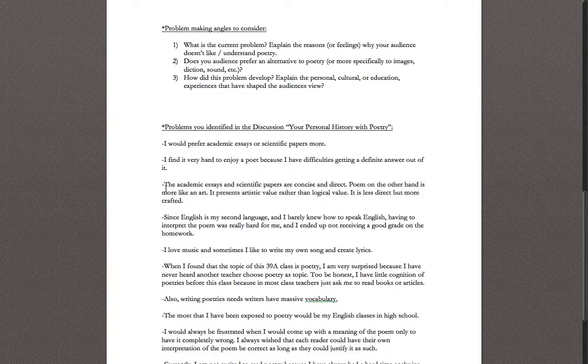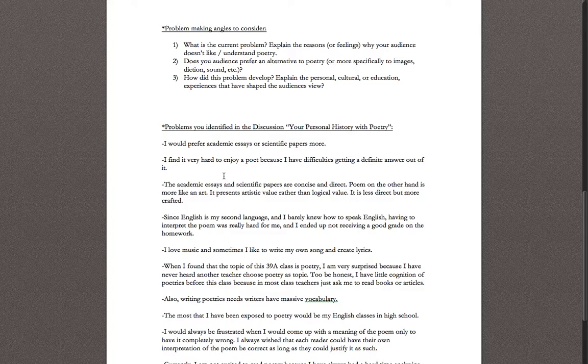This document here talks about the three categories or three angles to consider when you're building your problem making. We're going to talk about those, and then we're going to look at specific problems that you began to identify in your personal history with poetry discussion and apply some of these categories even to these ideas and talk about how to extend these ideas further. So here are some poetry making angles to consider with this draft.